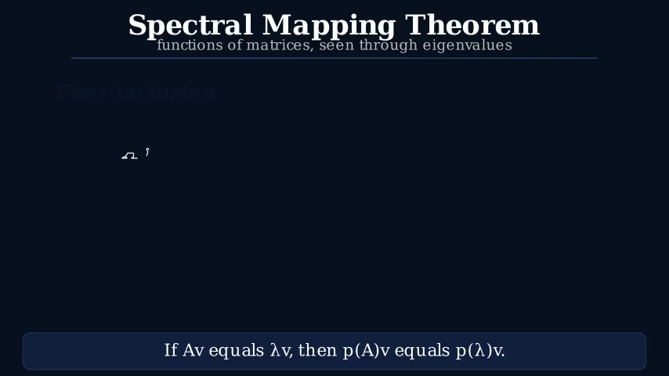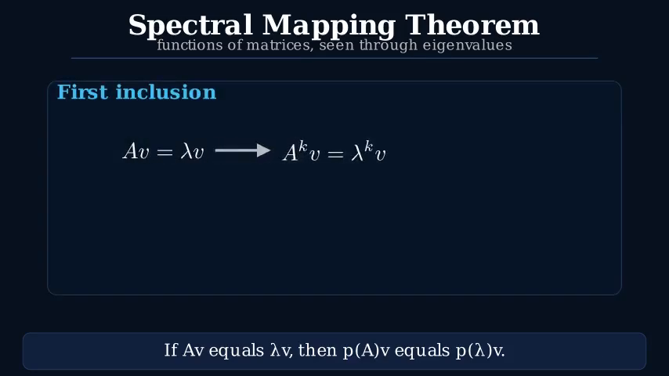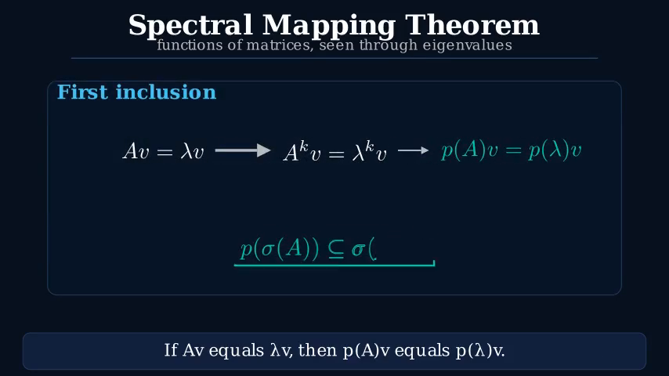The first half of the proof follows the eigenvectors. If A v equals lambda v, then A squared v equals lambda squared v. And in general, A to the k v equals lambda to the k v, therefore P of A times v equals P of lambda times v, so every P of lambda is an eigenvalue of P of A.